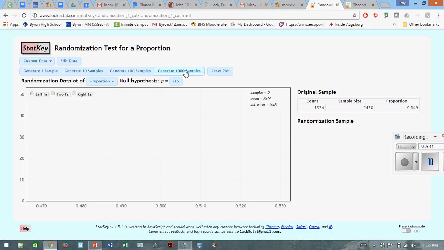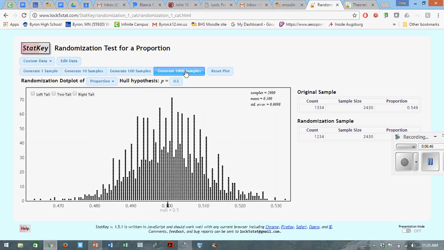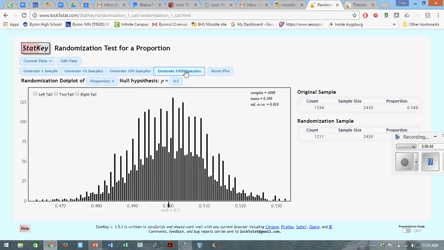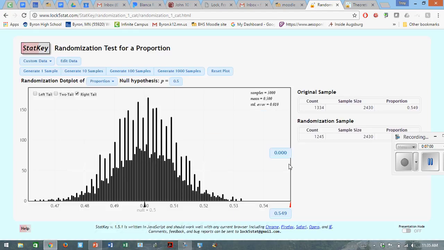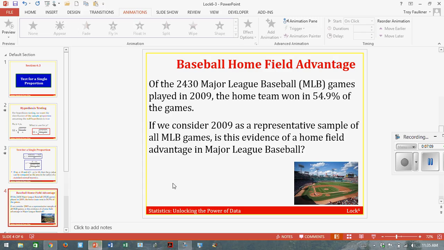Then we could go ahead and generate 5,000 samples. And then we could go ahead and do our right tail. And we could do our test statistic, which was 0.549. And you notice you get the same p-value of basically 0. So it works out either way. So I just did both ways to help show you that they both work.